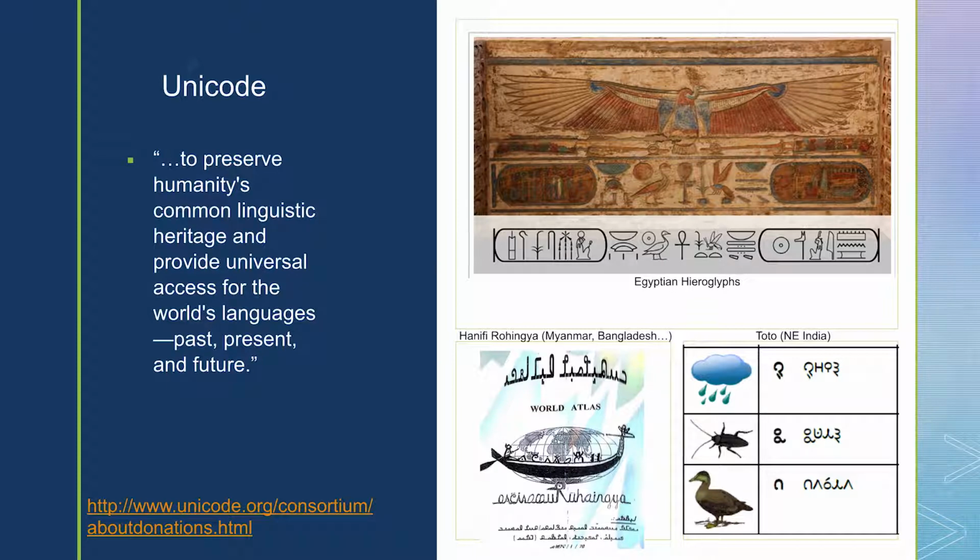So besides emoji, Unicode is responsible for adding historic scripts, such as Egyptian hieroglyphs, as well as scripts used to write modern minority languages, so that these scripts can be used on your computer and mobile phone. On the bottom left of the slide is a cover of an atlas written in a script that was created specifically for the Rohingya language. The bottom right shows the Toto script, a fairly new script used by a very small community in northeast India.